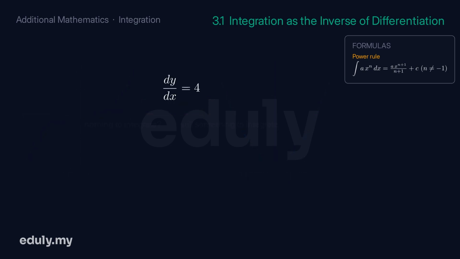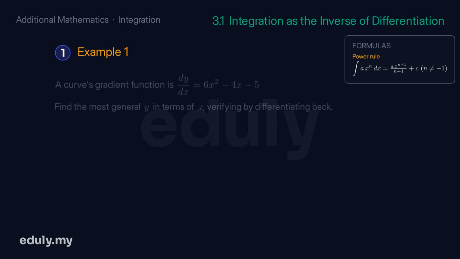A plain number can look like it has no power to reverse at all. But every plain number is secretly x to the 0 power, hiding in plain sight. Reverse it exactly the same way as anything else, and a flat recipe still gives you back a real x term.